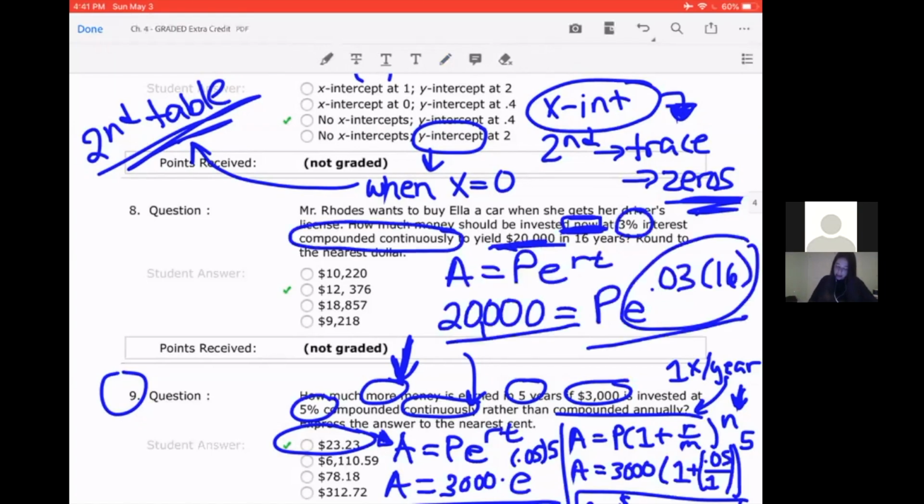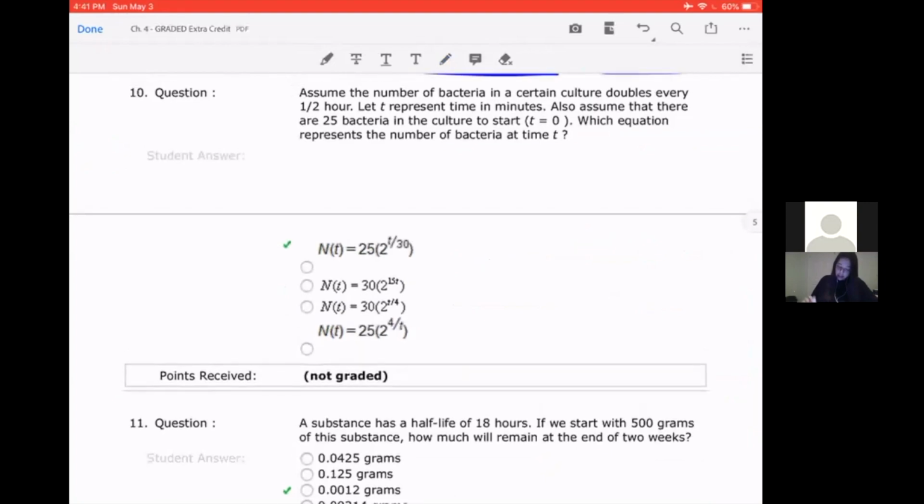We've talked about how to solve number 9. Let's talk here number 10. Number 10, there's really no math to do. It's just making sure that you know your half-life formula, I believe this is. Let's see. Assume the number of bacteria doubles. Oh, so your doubling formula, right? So just look at that formula sheet.